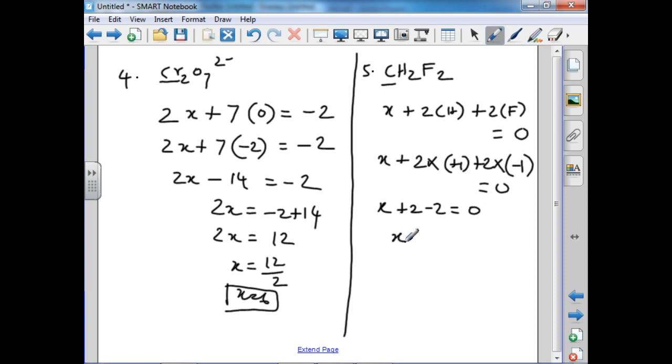X plus 0 equal to 0, X equal to 0. So the oxidation number of carbon in the molecule is 0.